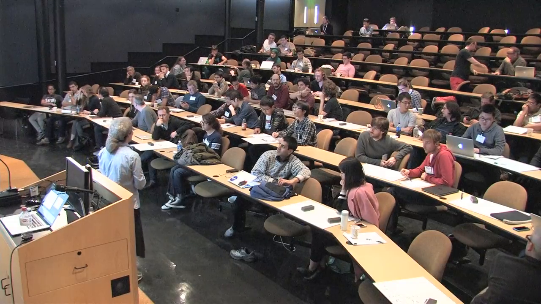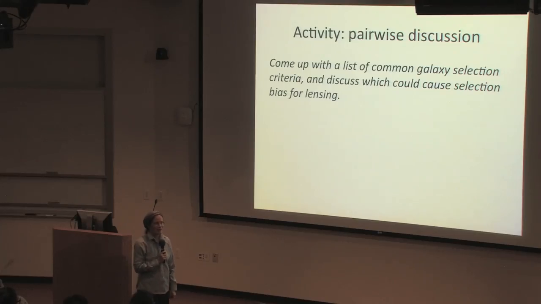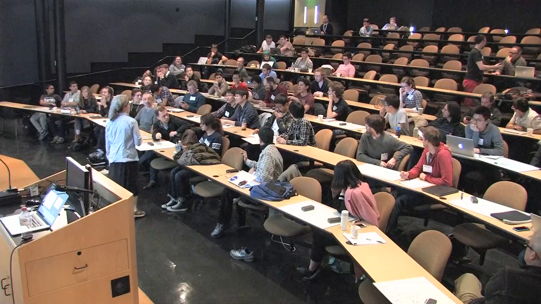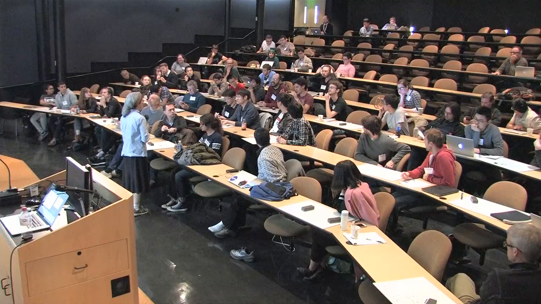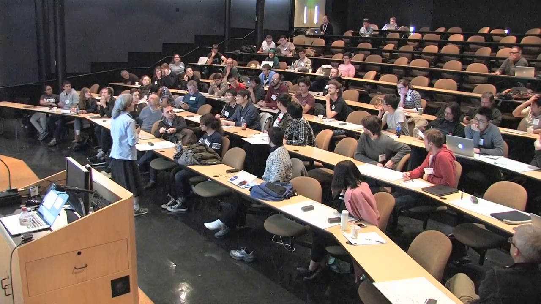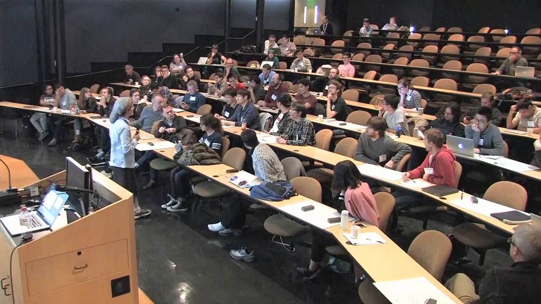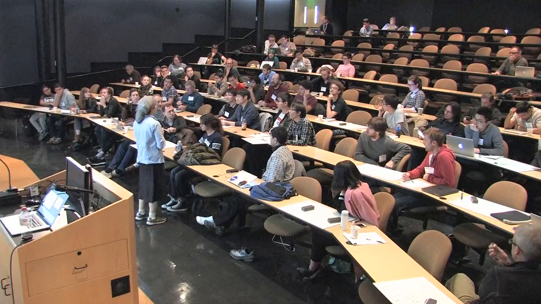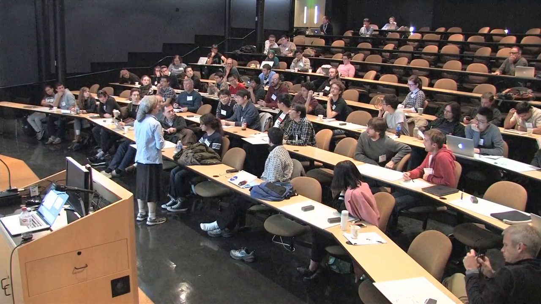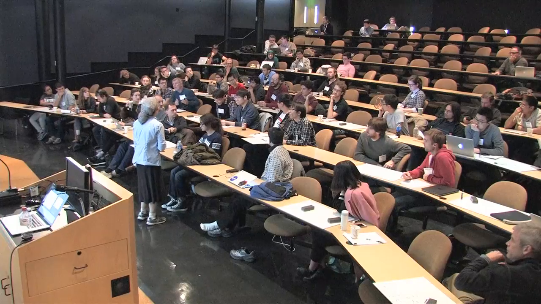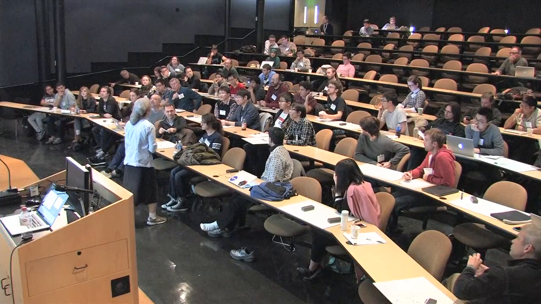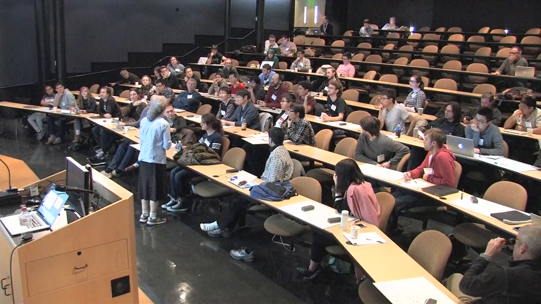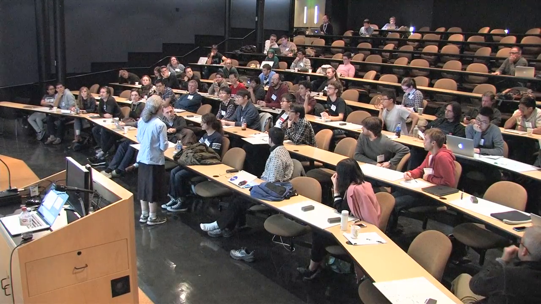Everyone, let's start collecting some answers. So, I guess as a first criterion, you can say, I will select galaxies by color, because, for example, a typical galaxy will be redder. Well, but the question is, would the shear make them appear more red? That's how you get a selection bias.